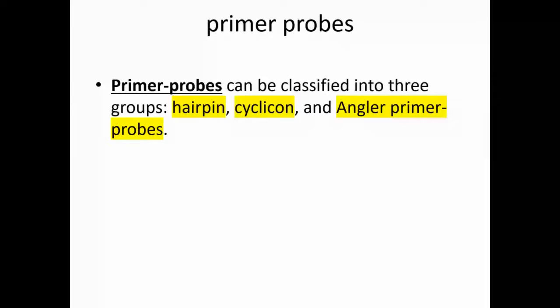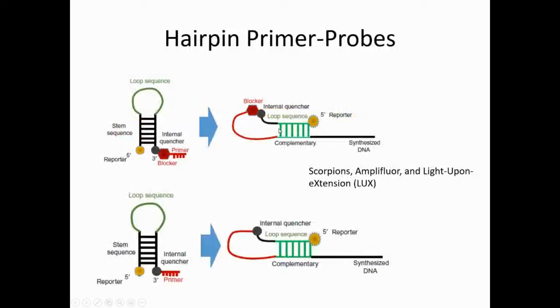And the primer probe can be classified into 3 groups. It can be hairpin, cyclicone, or angular primer probes, right? These are the 3 different groups. And this is the hairpin primer probe. So hairpin primer probes are single-stranded oligonucleotides with 4 features. One would be the hairpin secondary structure, like this hairpin secondary structure, so that the loop of the structure specifically binds to the target DNA.